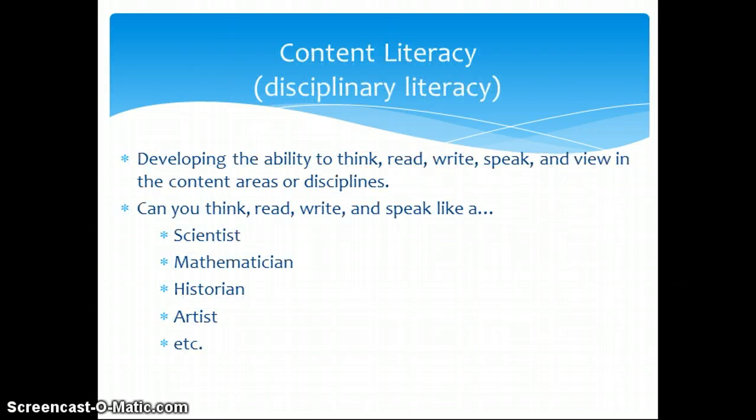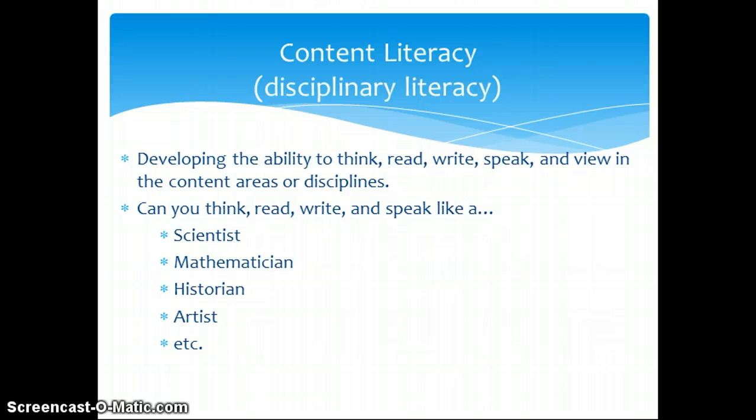So let's first do a little review of some previous chapters and talk about the idea of content literacy or disciplinary literacy. So when we refer to content literacy, right, because we've got two, when you consider what makes somebody literate, you have the actual skills of reading, but then we have this second layer that we refer to as content literacy when you're talking about what makes somebody literate in their content areas. So what is that? So it's developing the ability to think, to read, to write, to speak, and to view in the content areas or the disciplines, right? So we can also refer to different content areas as the disciplines.